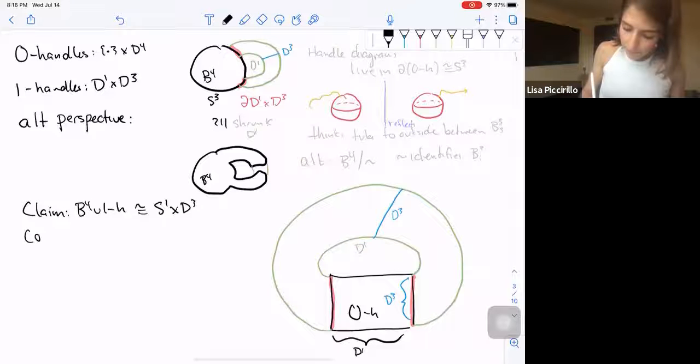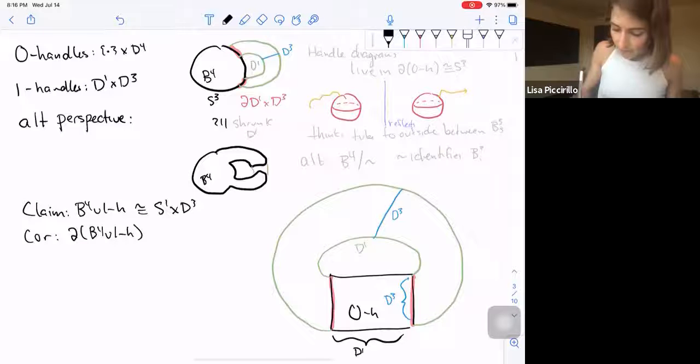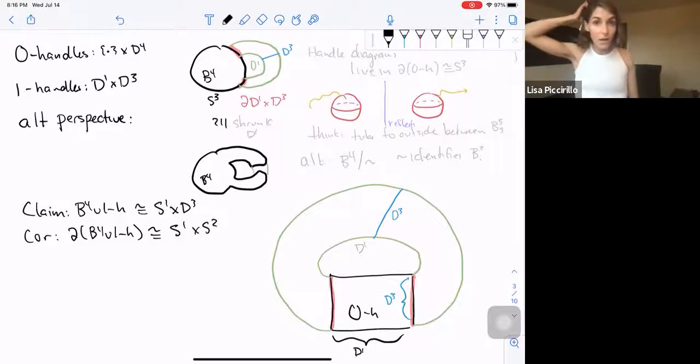A corollary of the claim is that, well, now we know what the boundary of the four ball union a one handle is. It's just going to be the boundary of S1 times D3, which is going to be an S1 times S2. That's a fact that we'll actually prove again and use a bit more later in the talk, but I thought it's sort of nice to point out at this point. So that's actually basically everything I want to say about one handles right now.